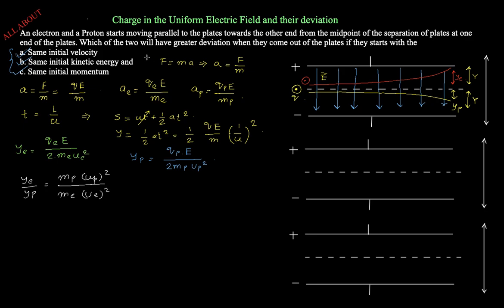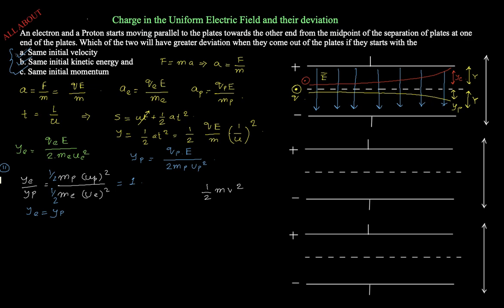Now we have the same initial kinetic energy. Kinetic energy means half mv square. So you can multiply numerator and denominator with half, then it becomes the same. As the kinetic energies are the same, half MP UP square is equal to half ME UE square, and both are cancelled out and we are getting 1. That means YE is equal to YP. This is the second part of the question.